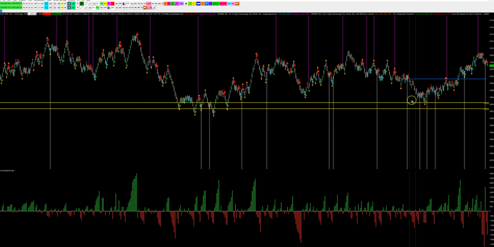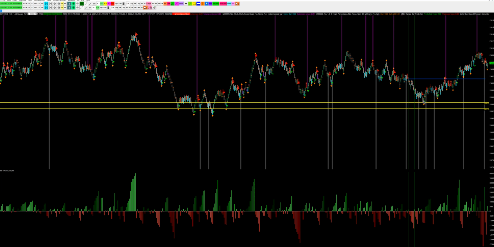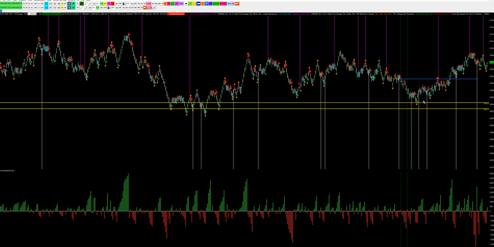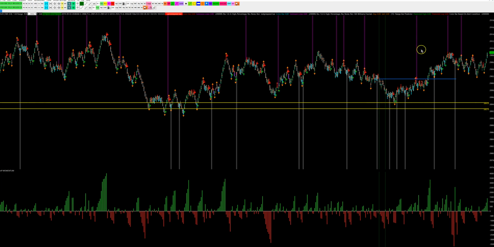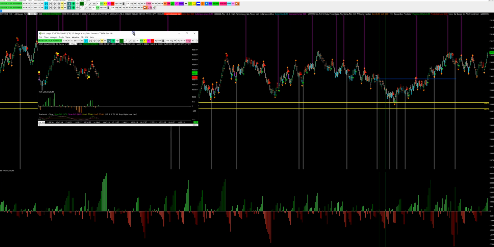Next. So see that picture right there? Kind of hard to tell, right? Kind of hard to tell from that that was going to be the low. But if you have the 3 range over here, same picture, same time.